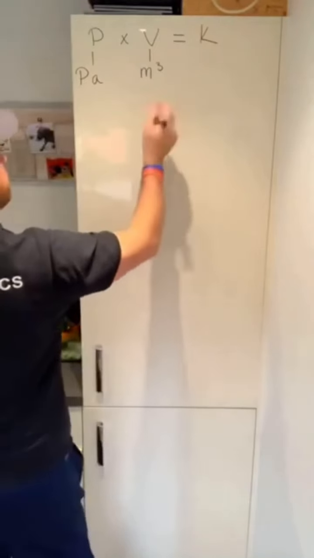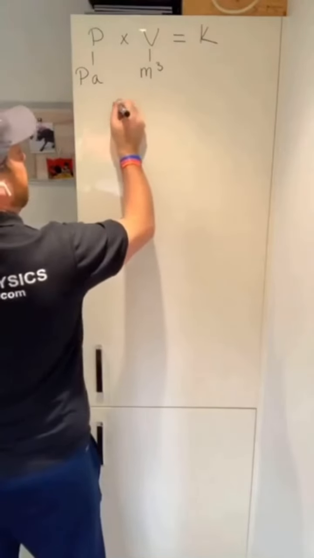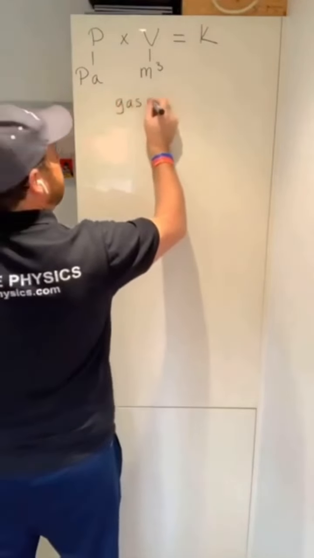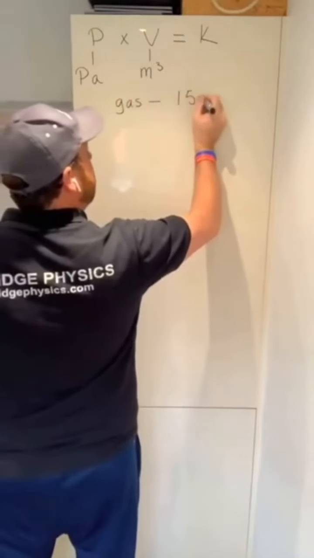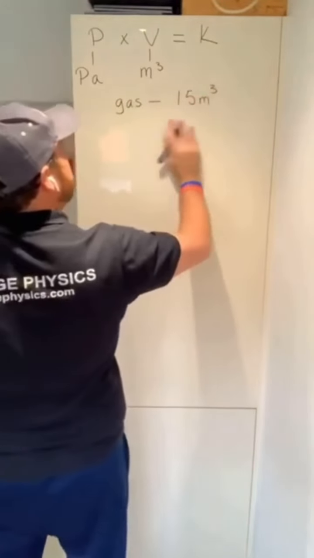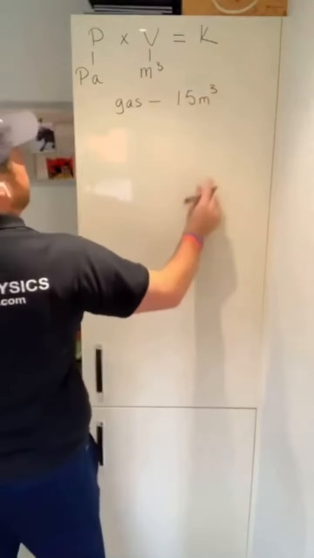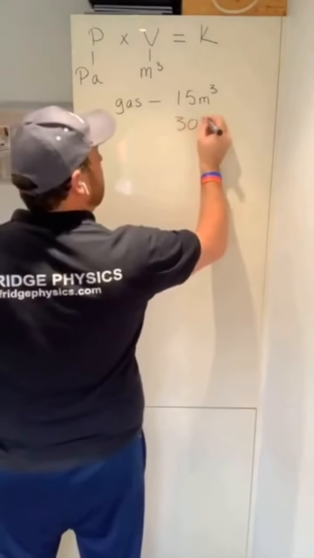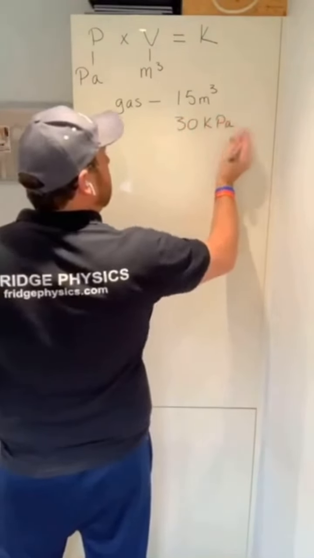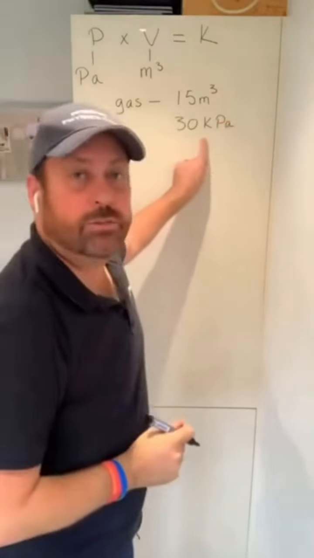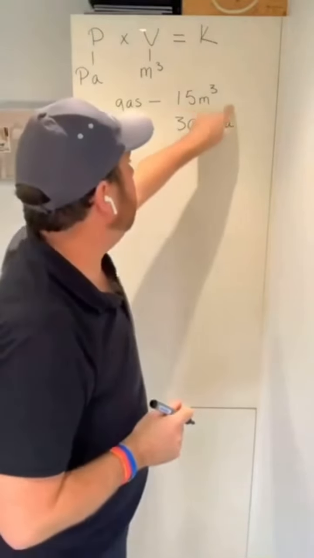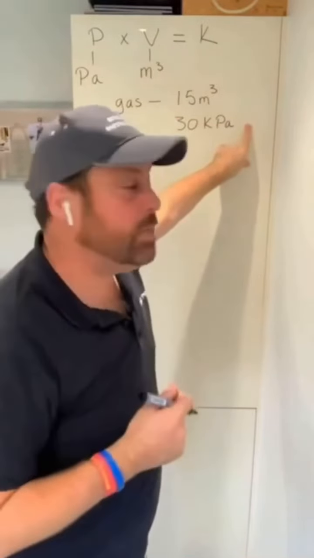So an example is that we're going to have a gas. It's held in a container that has a volume of 15 meters cubed. Now this gas exerts a pressure of 30 kilopascals. So 30 kilopascals is 30,000 pascals. We're going to leave it in this unit, and we can work using this equation.